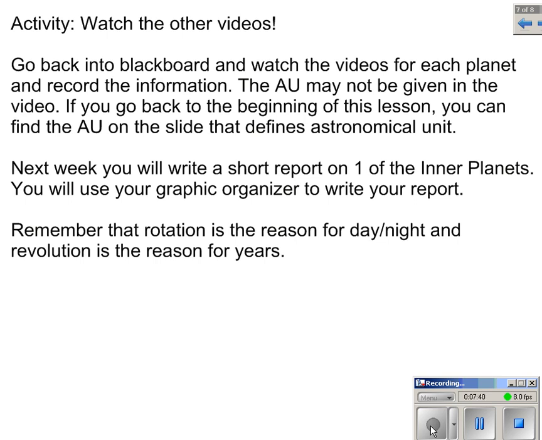Next week, you will write a short report on one of the inner planets. You will use your graphic organizer to write your report, so you want to make sure you get these notes today. Remember that rotation is the reason for day and night, and revolution is the reason for years. So when you hear them talking about days and nights, that has to do with rotation, or how long a day is. And when they talk about how long years are, that has to do with the revolution. So go ahead. We're going to finish this video, so stay with me for a little bit longer before you go to the other videos.